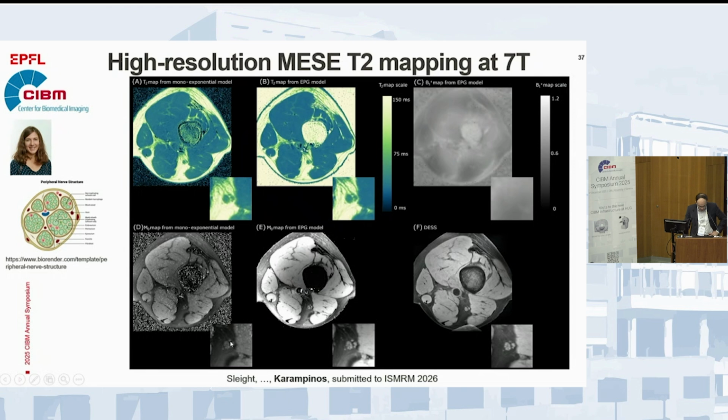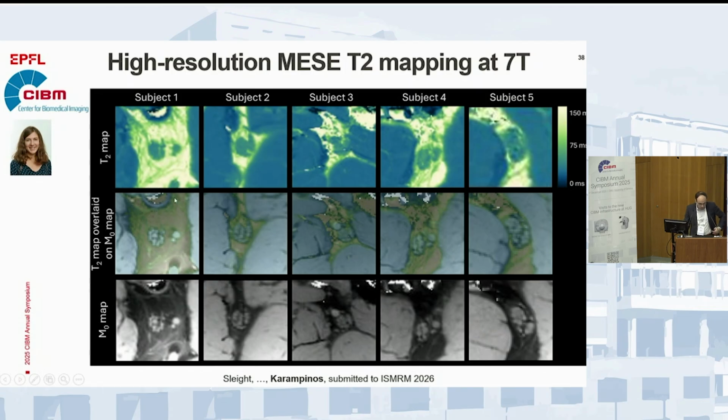And then we have here the M0 maps from the mono-exponential model, really being able to see very nicely the different fascicles that I showed you before on the M0 map, and also comparable information compared to a DESS, which is an anatomical reference sequence. And the cool thing is that we can combine that also with the T2 map, and combine the information from the T2 map and the proton density information, or the scaling factor from the T2 mapping, and being able to find for individual fascicles the T2 information on a single scan.